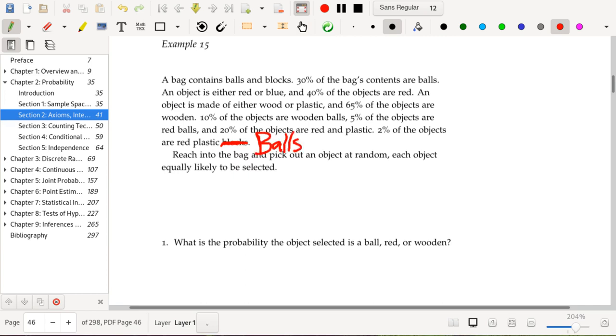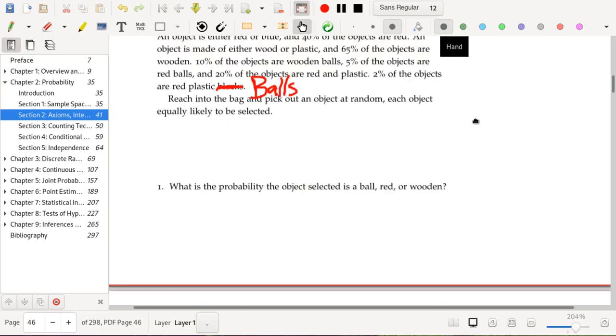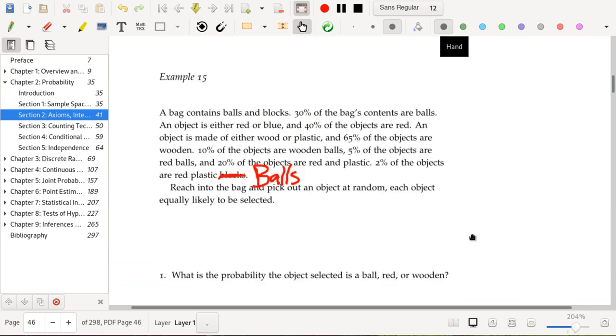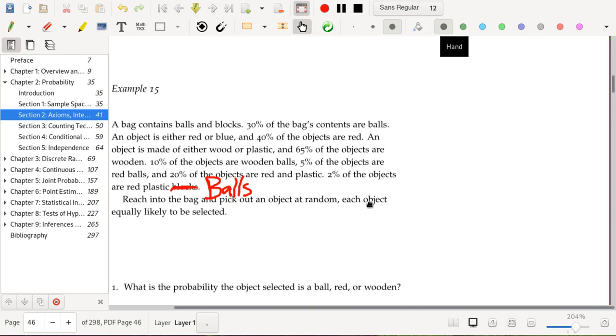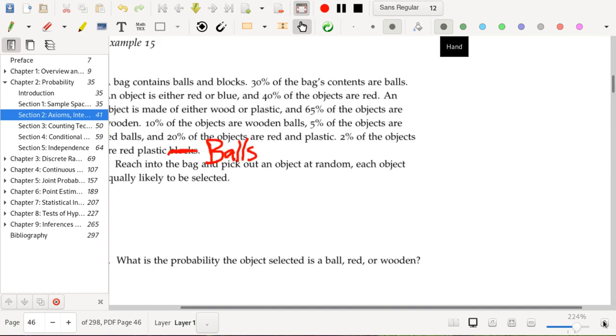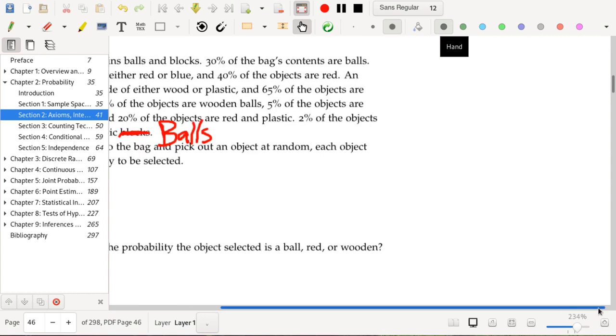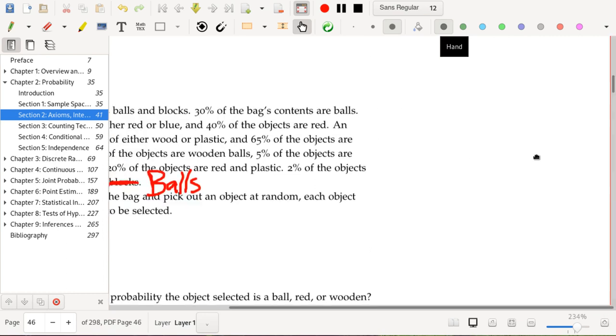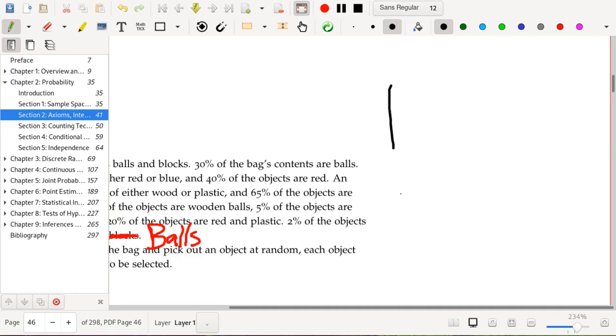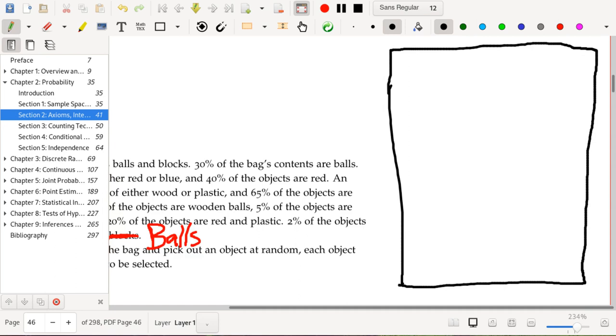Okay. Reach into the bag and pick out an object at random. Each object is equally likely to be selected. What is the probability that the object selected is a ball, red, or wooden? And this is inclusive, by the way. Well, this is another one of those problems where what I suggest you do is create a Venn diagram to represent the situation and fill out all of the little parts of that Venn diagram. So what does that look like here? All right, so I've got my Venn diagram. This is my sample space.